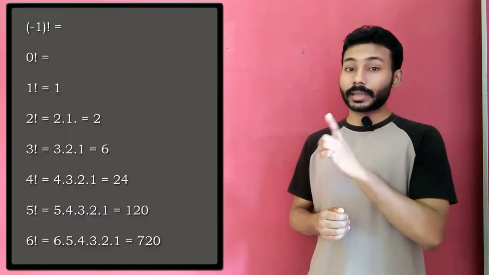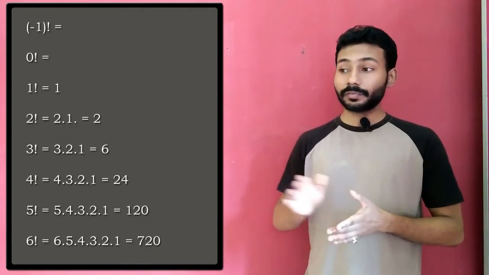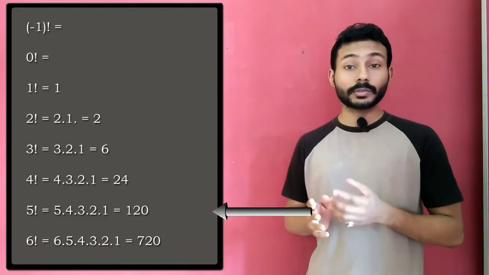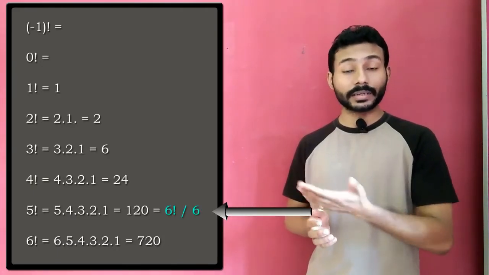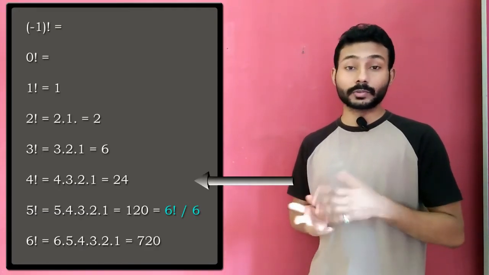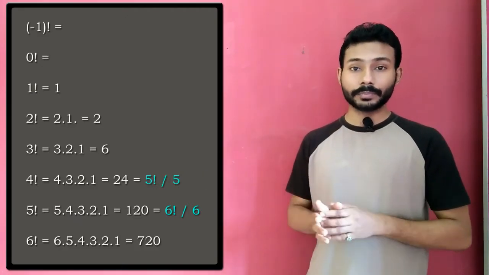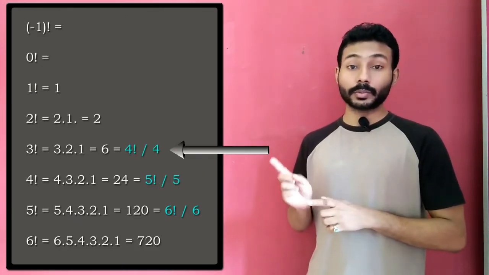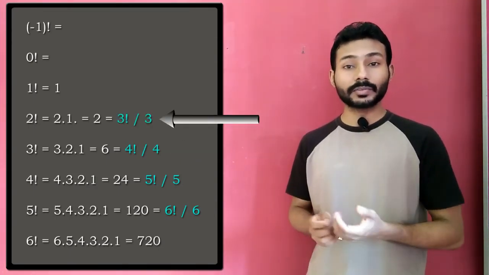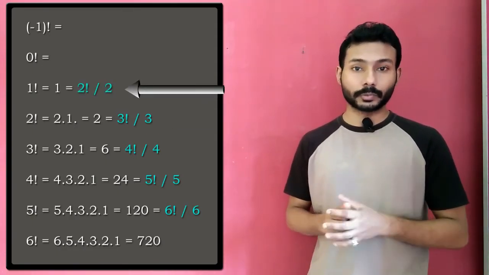Well, let's first take a look at the factorials of a few consecutive numbers starting from 1. The value of factorial 6 is 720. The value of factorial 5 is 120, which is nothing but factorial 6 divided by 6. Similarly, the value of factorial 4 is 24, which is nothing but factorial 5 divided by 5. In this way, the value of factorial 3 is factorial 4 divided by 4. The value of factorial 2 is factorial 3 divided by 3. The value of factorial 1 is factorial 2 divided by 2.